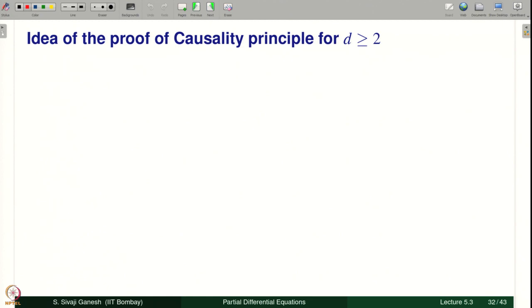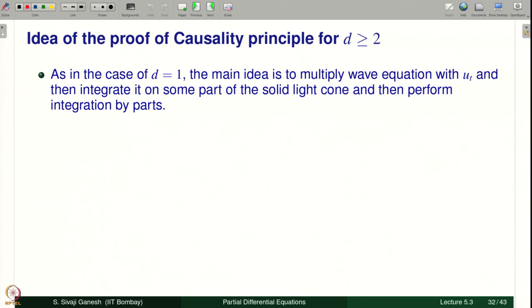So, what is the idea of the proof of causality principle in d greater than or equal to 2? As in the case of d equal to 1, the main idea is to multiply the wave equation with ut and then integrate it on some part of the solid light cone and then perform integration by parts.